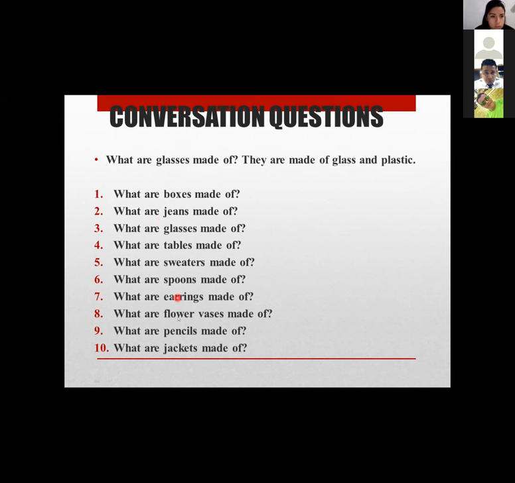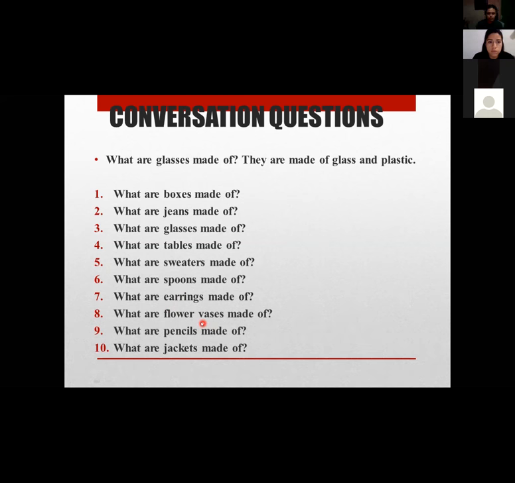But first, do you see new vocabulary here? ¿Alguna palabra que no se sepa de estas? For example, boxes? Yes. Boxes. All right. Spoons? Oh, in number six. Spoons are cucharas. Earrings, flower vases, flower. You put them. Flower vases. Earrings, yes. In number three, glasses can be vasos or it can be anteojos. You can have two meanings. Okay, so we will go to the small rooms and we will practice.